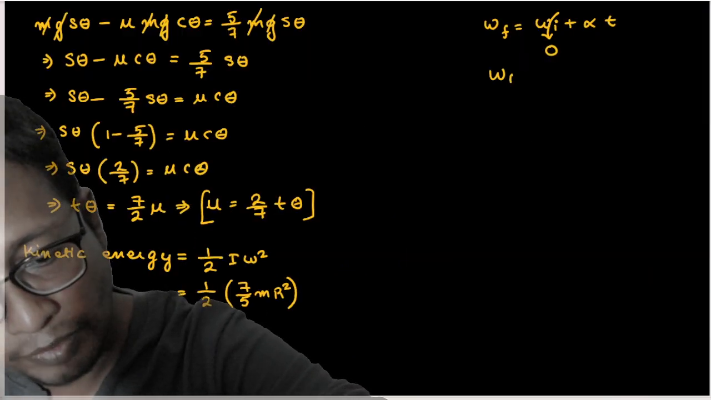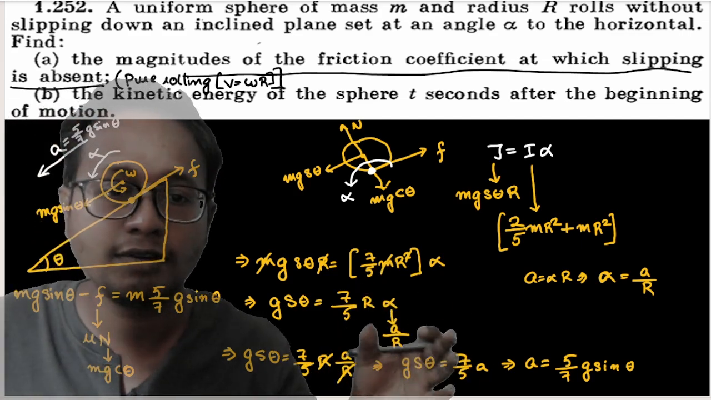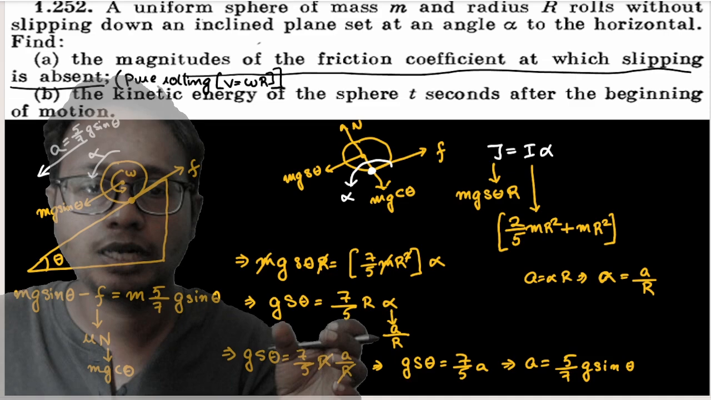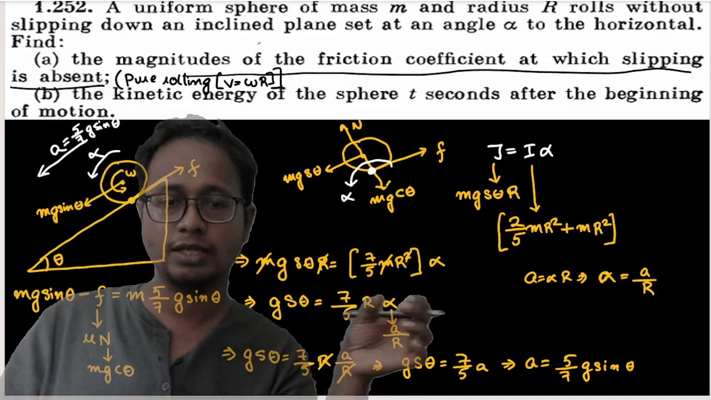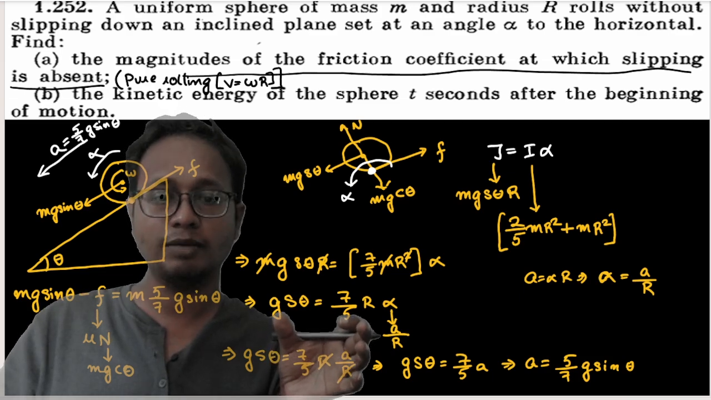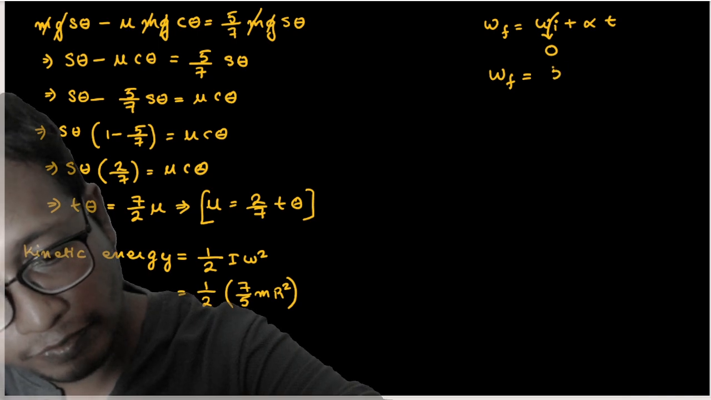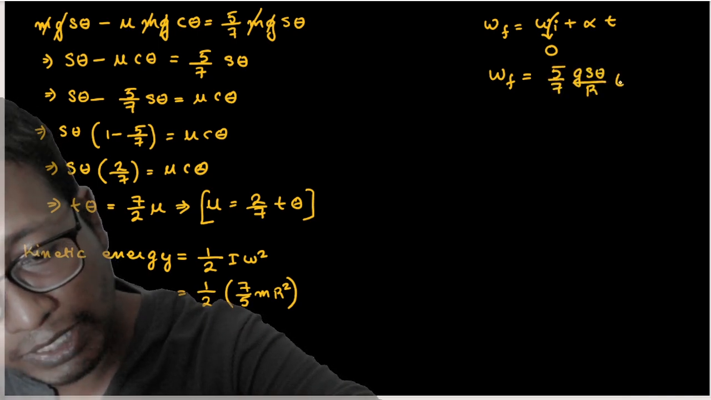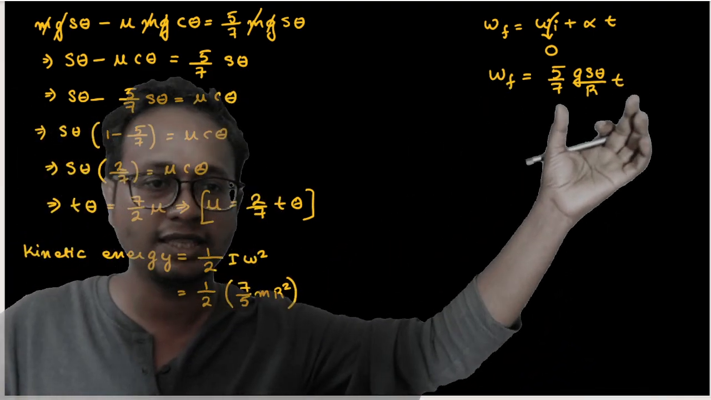Alpha is given. So omega final is equal to, what is the value of alpha? Alpha is equal to 5 by 7 g sin theta by r. Okay, so the value of alpha out here is nothing but 5 by 7 g sin theta divided by r. So omega final at time t is equal to 5 by 7 g sin theta divided by r into t, isn't it?